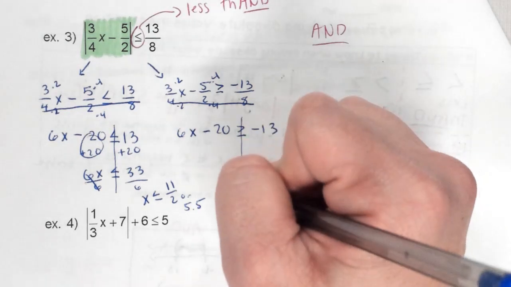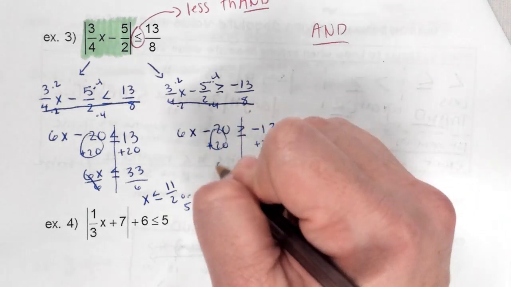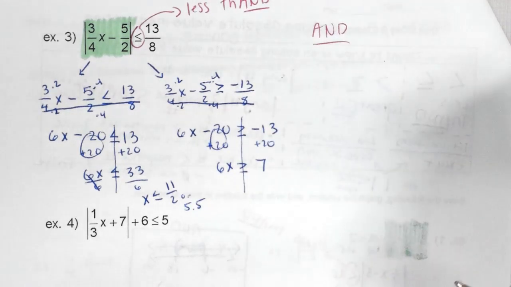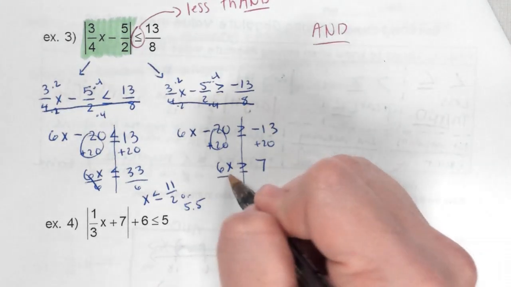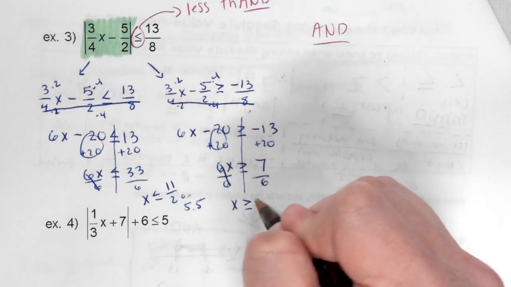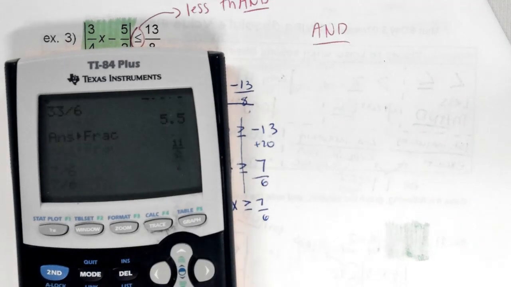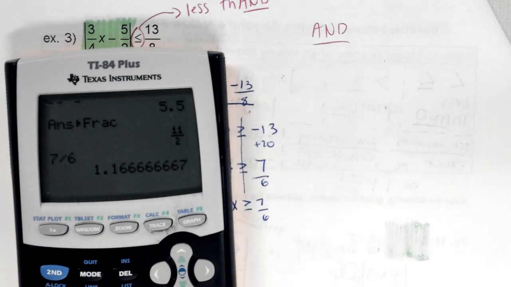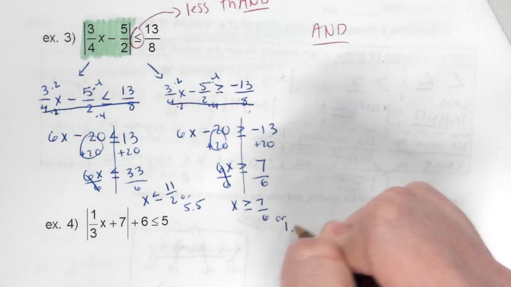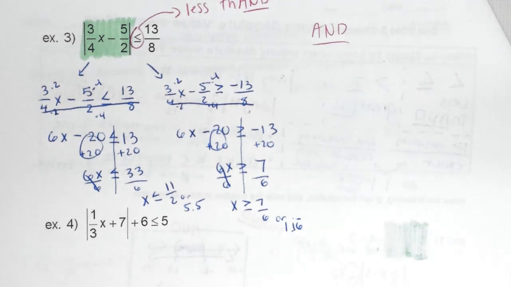So on the other side, we're pretty much going to follow the same steps. Add 20, add 20. I get 6x is greater than or equal to 7. I'm still going to divide both sides by 6. And that doesn't simplify. I get x is greater than or equal to 7 over 6. However, if you divide 7 by 6, does it give you a pretty decimal? So on this one, I would not accept a decimal because it's 1.16 repeating. The 6 is repeating, not the 1.